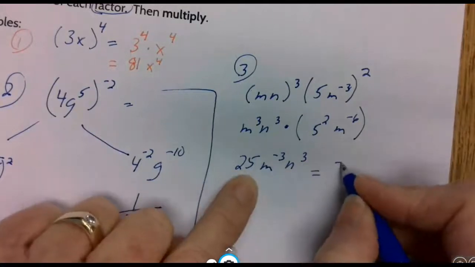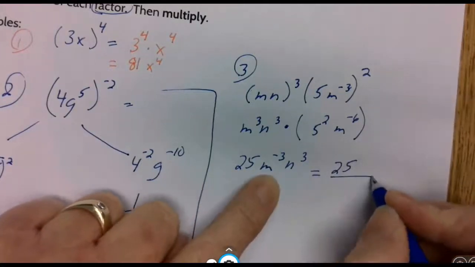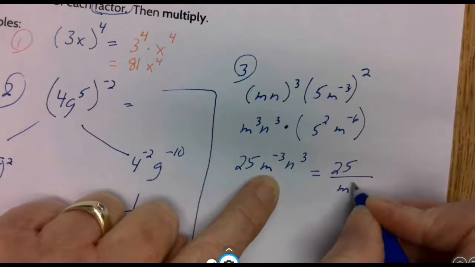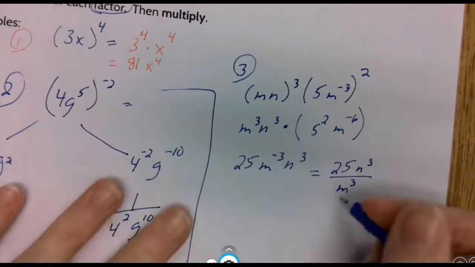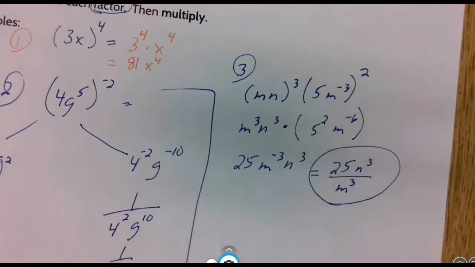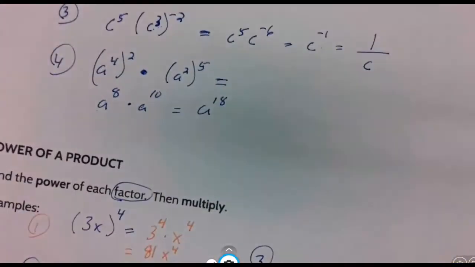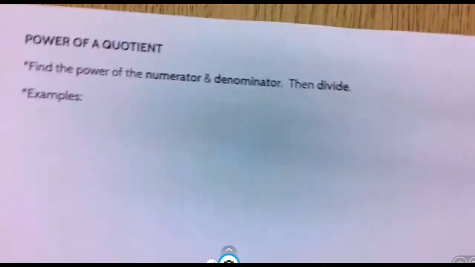The 25 has an exponent of 1. It stays. The m has a negative exponent. It moves. The n does not move because it has a positive exponent. That is my answer. Okay? Questions? I wish I could answer them for you.